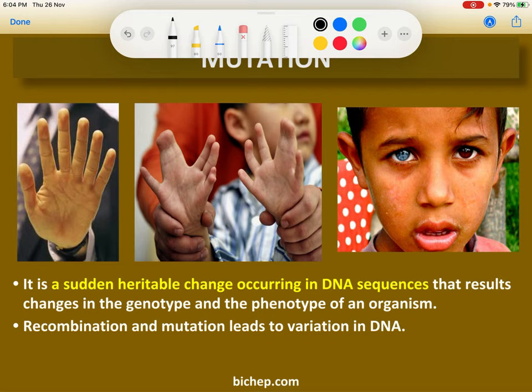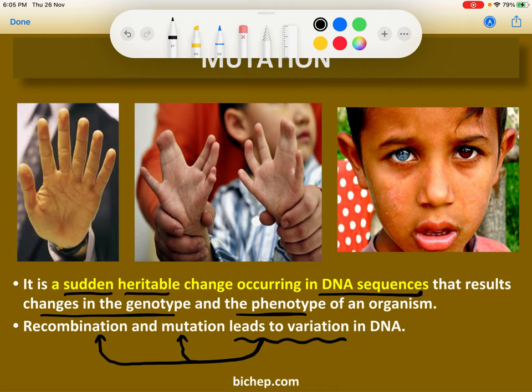It is a sudden, heritable change occurring in the DNA sequence, that is in the gene, and that's why it results in a change in genotype and a change in the phenotype of an organism. So variation is produced, leading to variation in DNA or in phenotype. Recombination and mutation are the two processes by which variation is produced. This is a key fact you are supposed to understand.